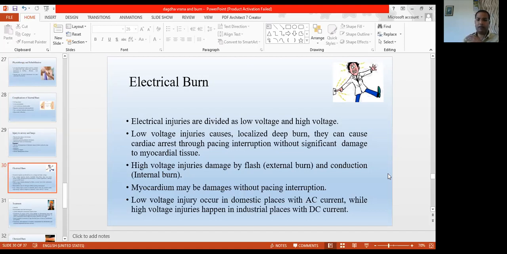Okay, so in these types, here also the patient may die due to cardiac arrest, but here the cardiac arrest is not due to arrhythmia. The cardiac arrest is due to damage of the myocardial tissue, meaning the heart tissue is damaged. That's why the patient's heart stops. So in both conditions the patient may die due to cardiac arrest, but the pathology is different. In low voltage, the cardiac tissue is not damaged, only arrhythmia is caused, and in high voltage, the cardiac tissue is damaged, not due to arrhythmia.